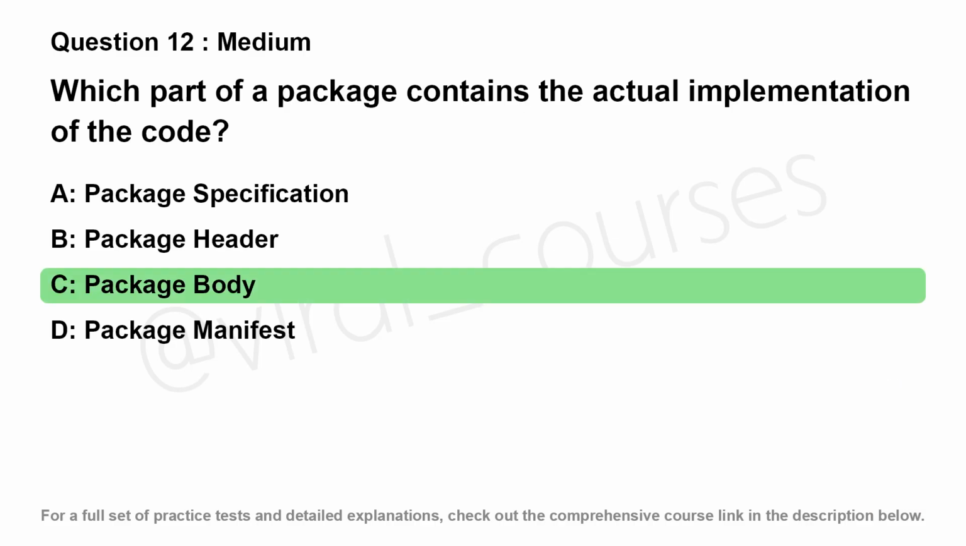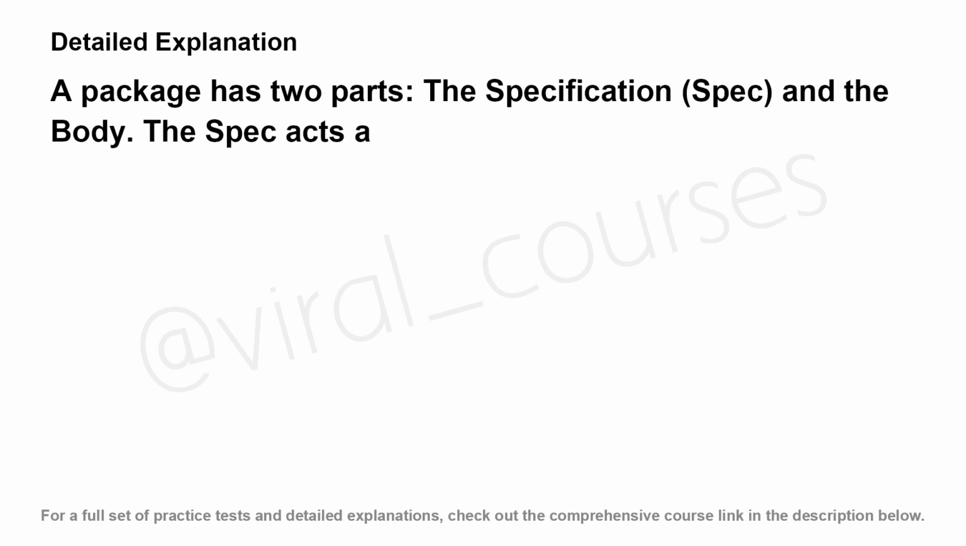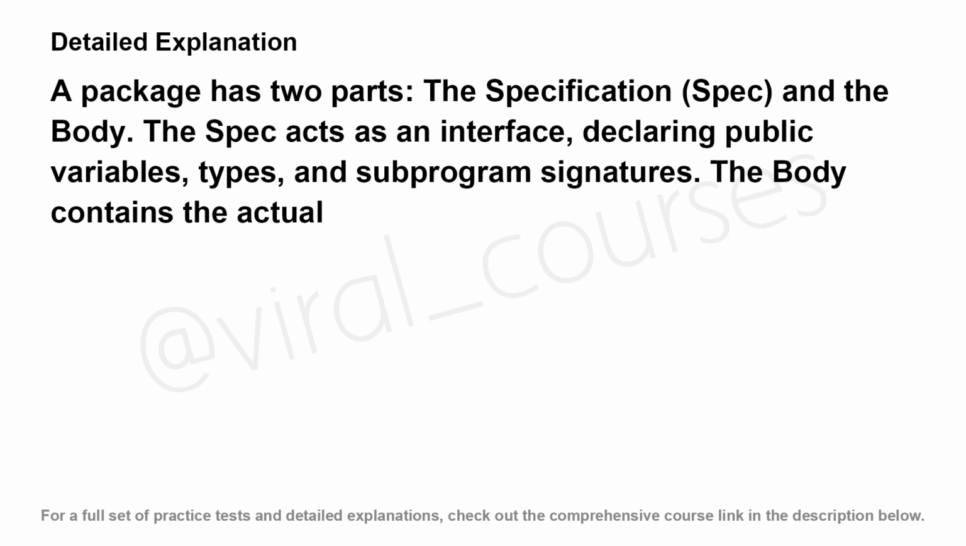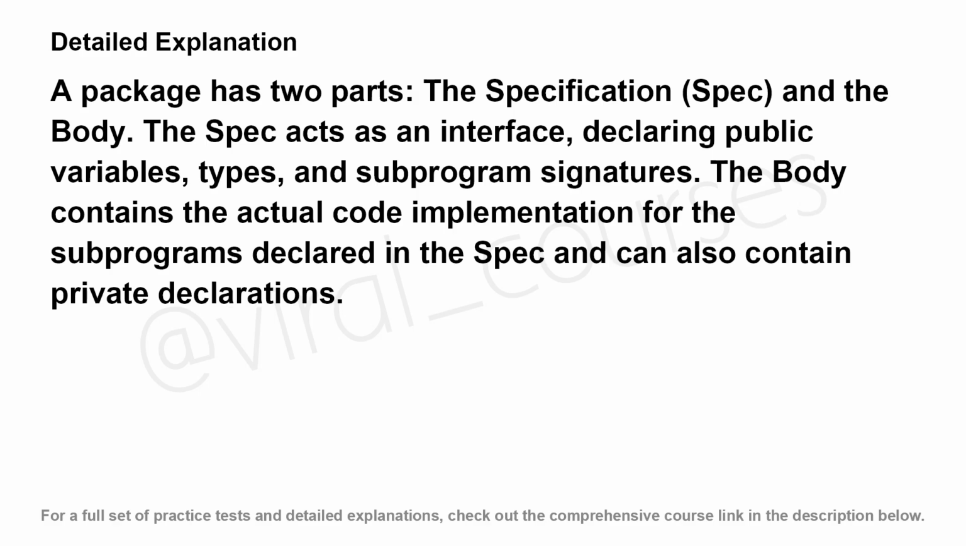The correct answer is C. A package has two parts: the specification, spec, and the body. The spec acts as an interface, declaring public variables, types, and subprogram signatures. The body contains the actual code implementation for the subprograms declared in the spec and can also contain private declarations.